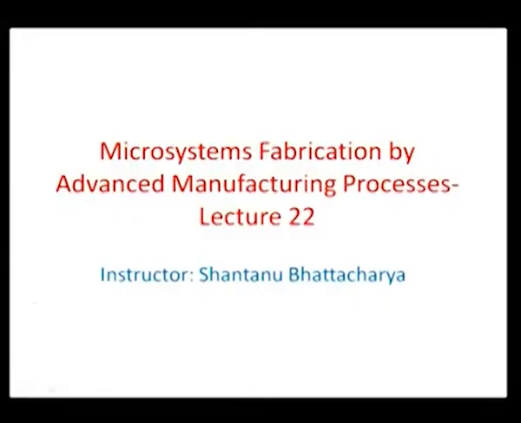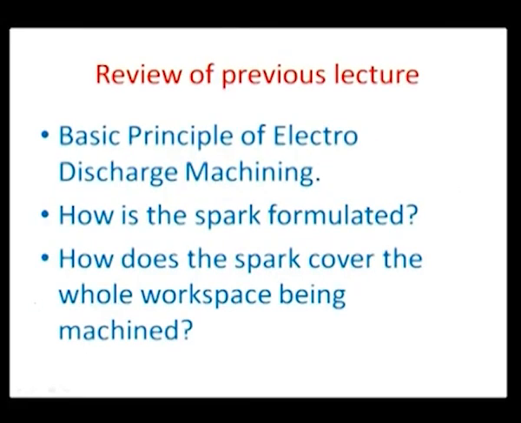Hello and welcome back to this 22nd lecture on microsystems fabrication by advanced manufacturing processes. So, a brief recap about what we did in the last lecture. We were talking about a process called electrode discharge machining, and basically this process is about a series of sparks, or a series of small short time discharges occurring between an anode and a cathode, which would produce some kind of an impression on the anode surface.